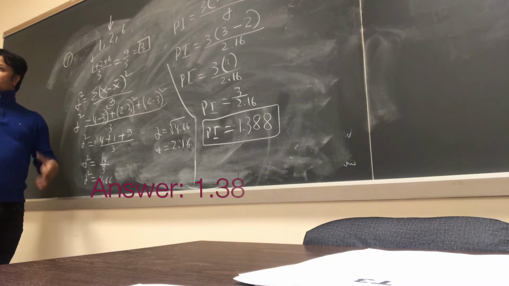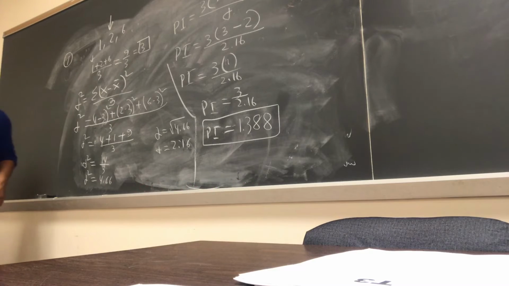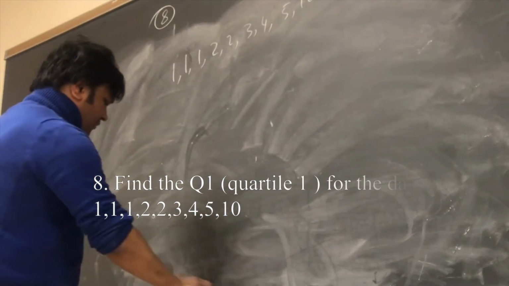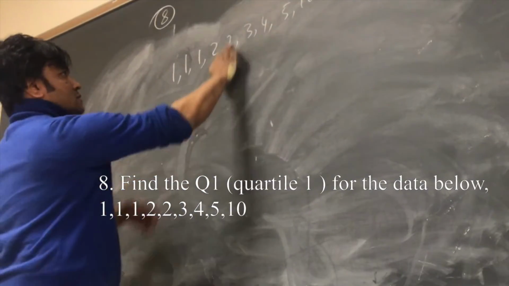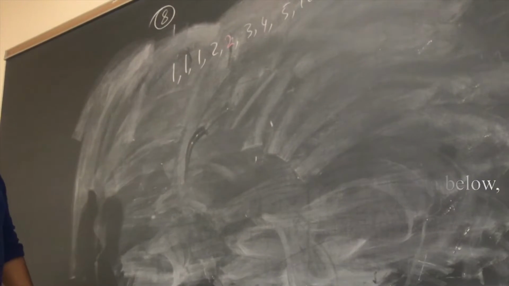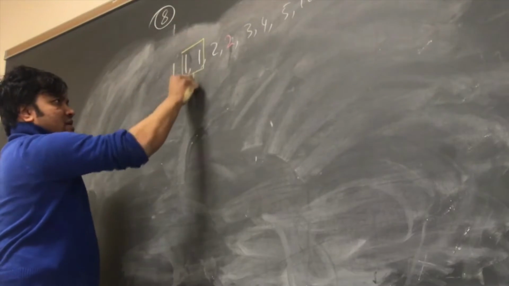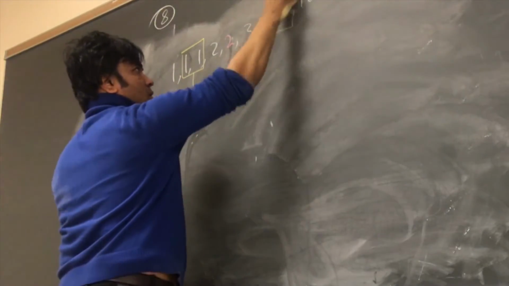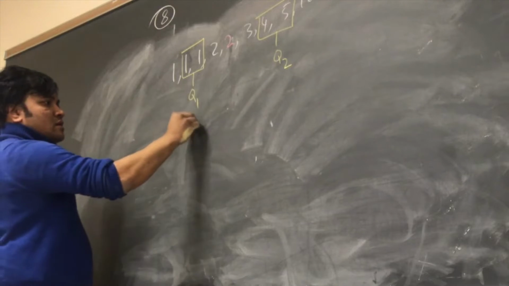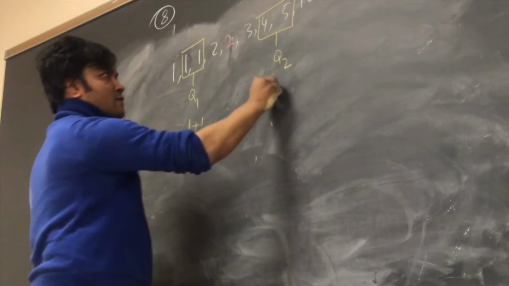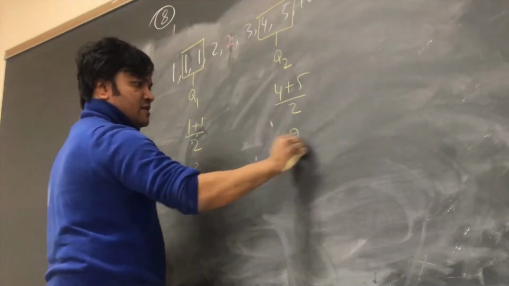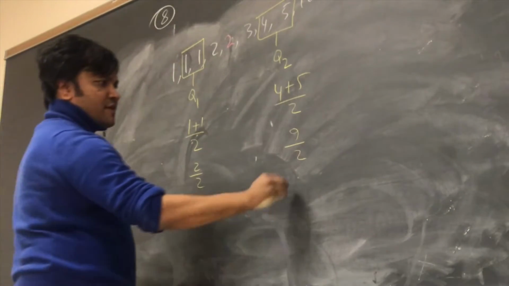Sometimes you catch a typo, but when you take a test, there is no one to catch it. So that's bad. 1, 2, 3, 4, 5, 6, 7, 8, 9. Okay, so I'm going to find the middle one. What is the middle one? 2. Good thing I have color. So this would be my Q1, and this would be my Q2. So what am I going to do? 1 plus 1 over 2 and 4 plus 5 over 2. So this is 2 over 2 and this is 9 over 2. So this is 1, this is 4.5.